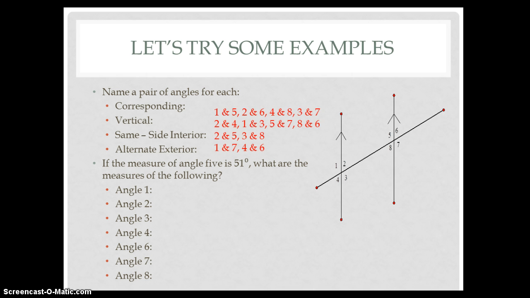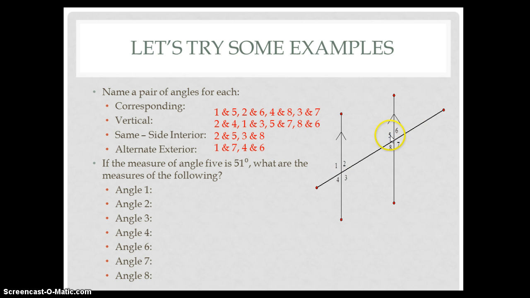So corresponding, there's lots of different options here. We can have 1 and 5 are corresponding. We have 2 and 6, 4 and 8, and 3 and 7 are all examples of corresponding angles. Vertical angles, we've done that in the last chapter. 2 and 4, 1 and 3, 5 and 7, and 6 and 8 are all vertical. Same side interior, so now we're going to stay on the same side of the transversal, so I have 2 and 5, or 3 and 8. An alternate exterior means opposite sides of our transversal here, so 1 and 7, or 4 and 6.